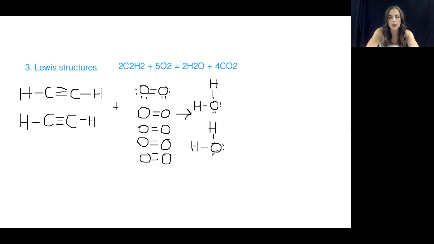Okay. H2O, 2 H2Os, 1, 2. All right, and then lastly, we have 4 CO2 molecules. So we have carbon, we have 2 oxygens, 1 on each side. Carbon has 4 valence electrons, oxygen has 6, so that's 12, 13, 14, 15, 16 total. So there's 2, 4, 6, 8, 10, 12, 14, 16, because carbon needs its 8.